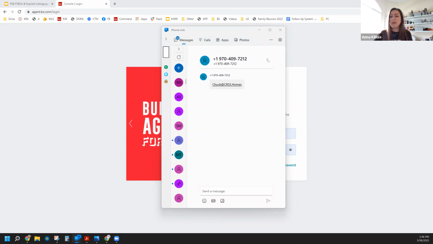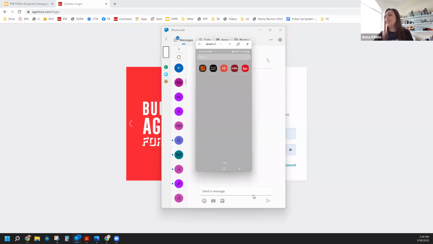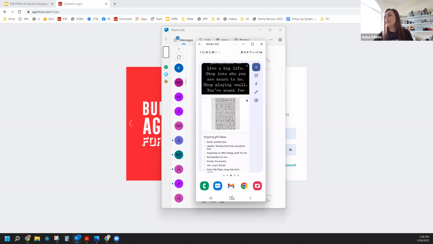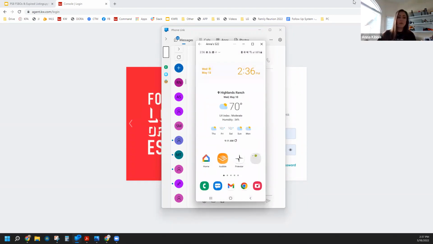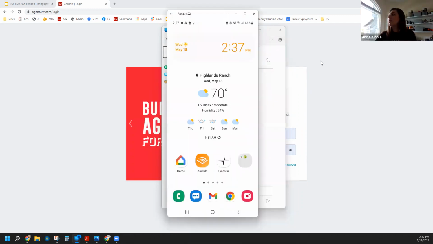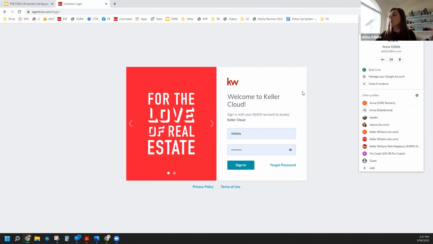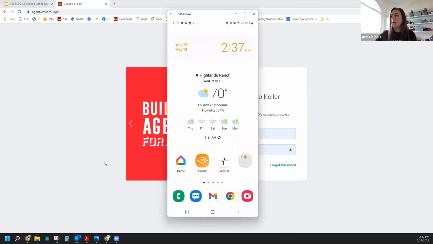So I can actually share my phone screen. Okay. Here we go. Here's my phone screen. I'll make it a little bigger so you can see the actual size. You guys see my phone screen? Okay. So here's the deal. Whatever account you're signed into Chrome on needs to be the same account that you're signed into your Google account on.